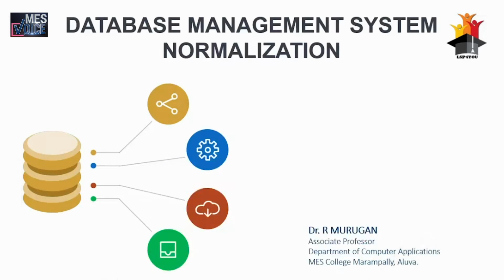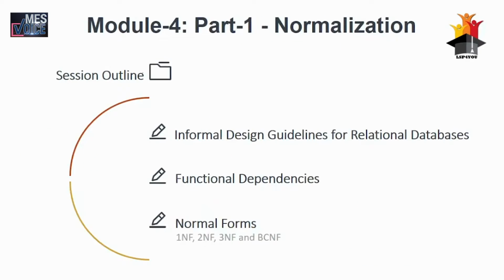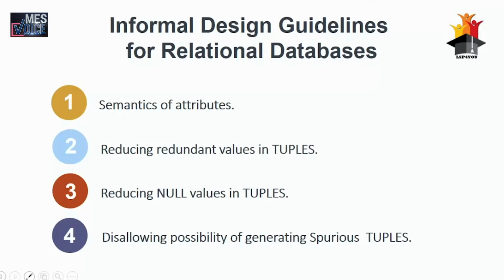In this video, we discuss normalization based on the syllabus of second semester BCA of Mahatma Gandhi University, Kottayam. The topics covered are informal design guidelines for relational databases, functional dependencies, and normal forms, which include 1NF, 2NF, 3NF, and BCNF. Let us first focus on the informal design guidelines for relation schemas.